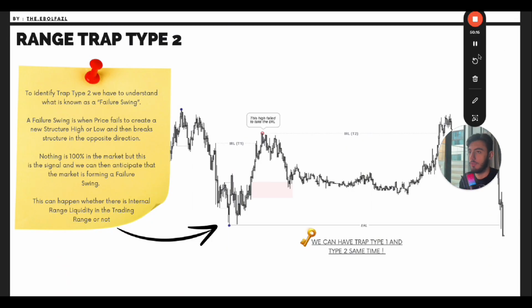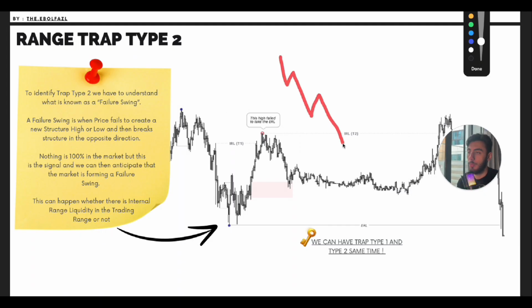Let's say if I want to draw it for you, a structure high or low, and then it broke the structure in the opposite direction. So that means, let's say price failed to create a new structure here, failed to break this high. When this low failed to take this high, this area is going to be a failure swing. Nothing is 100% in the market, but this is the signal, and we can then anticipate that the market is forming a failure swing.